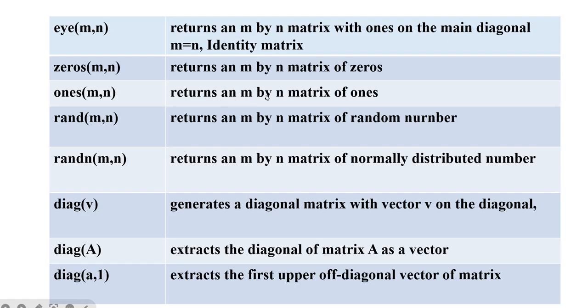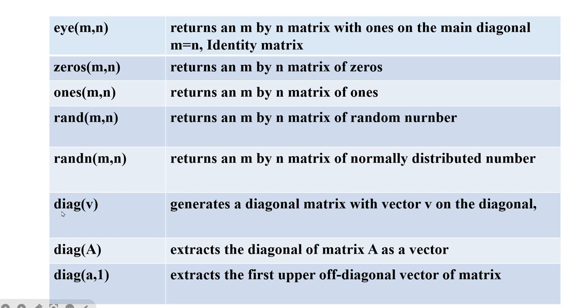Next is the ones matrix, ones of m comma n. Here again it will return a matrix of order m cross n, and all the elements of this matrix will be 1. This is the random matrix. Again here the number of rows is m and the number of columns is n, and it will create a matrix where all the elements will be random numbers ranging between 0 and 1. Next is the random normal distributed matrix with order m cross n, where the numbers displayed are taken from the normally distributed numbers.